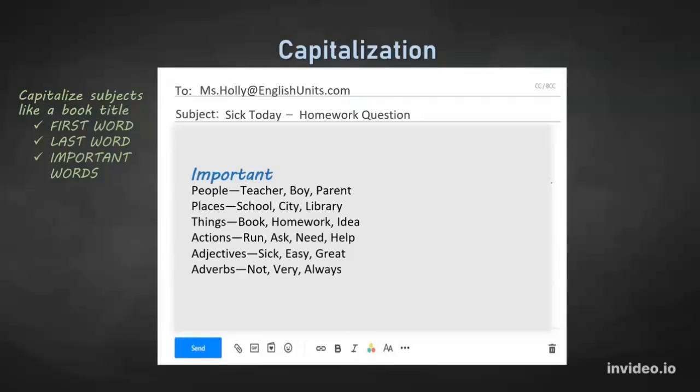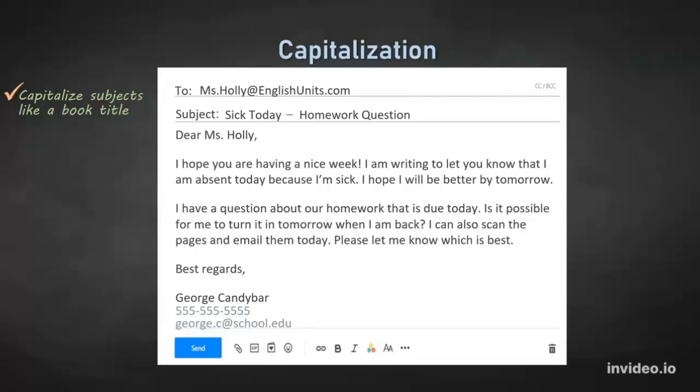What about words that are not important and should not be capitalized? These include articles, conjunctions, or prepositions that are 3 letters or shorter, like these: and, but, by, for, or, in, if, out, of, off, so, on, a, and the. These are examples that are used often, but of course there are many other words that are not important in titles and should not be capitalized. Now we've talked about what to capitalize in a subject.